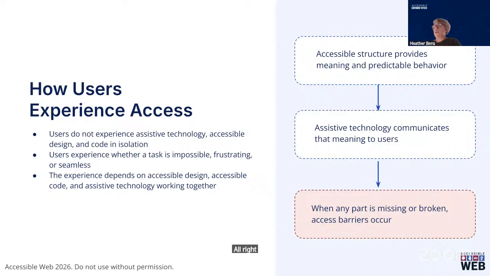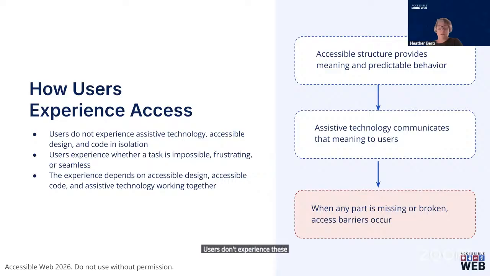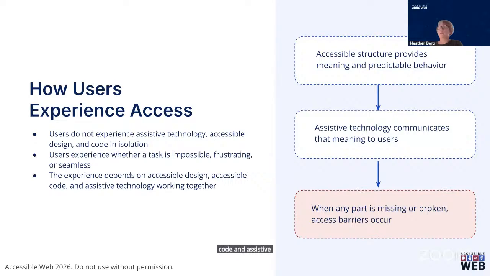All right, so let's for a minute look at how users with disabilities experience assistive tech and WCAG. And so the first thing to note is that users don't experience these two things in isolation from one another, okay? Users experience whether a task is impossible, frustrating, or seamless. Where their experience lands on that spectrum between impossible and seamless depends entirely on accessible design, code, and assistive technologies all being in place and working together.